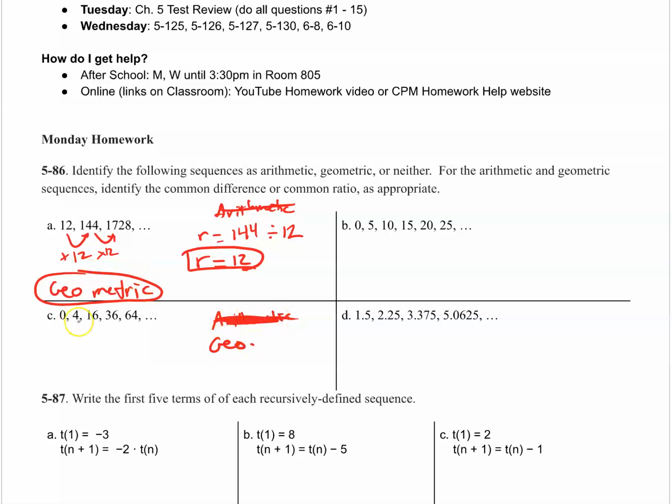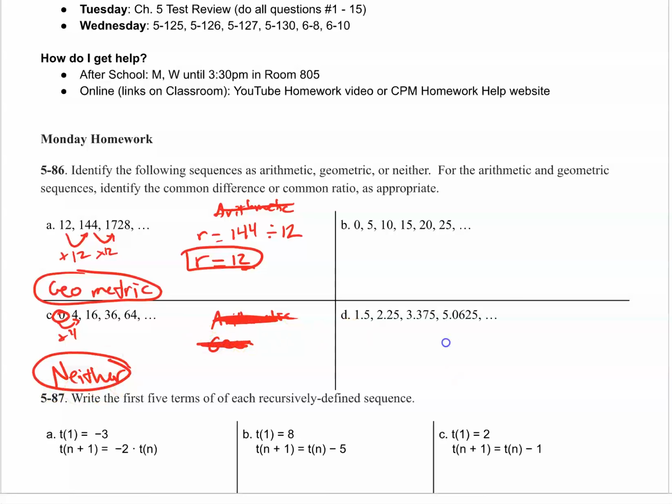The trick here is, it looks like 4 times 4 is 16. 16 times 4 is 64, but we have 36. So it looks like it's not geometric. But you can also realize that 0 times 4 is just 0. So no matter what you multiply 0 by, it'll always come out as 0. So this is not a list that multiplies, it's neither. Make sure you do B and D.